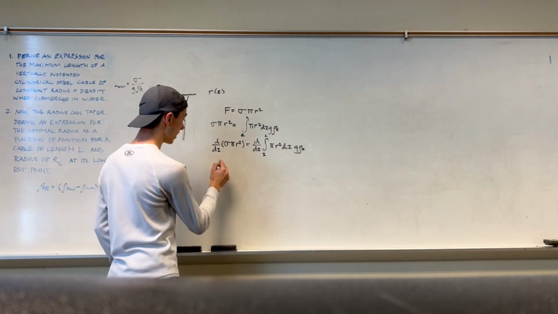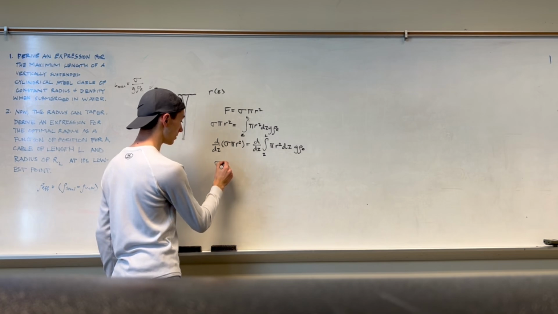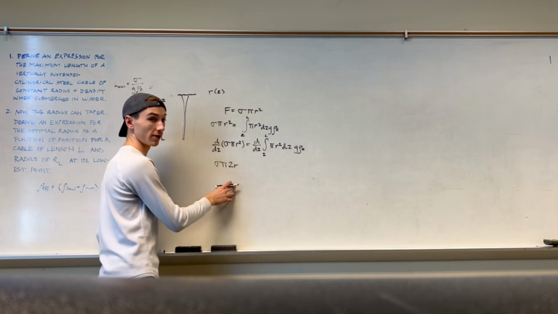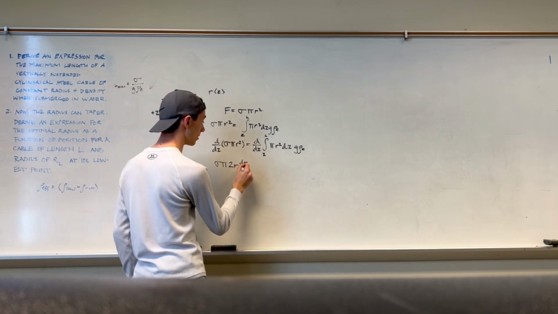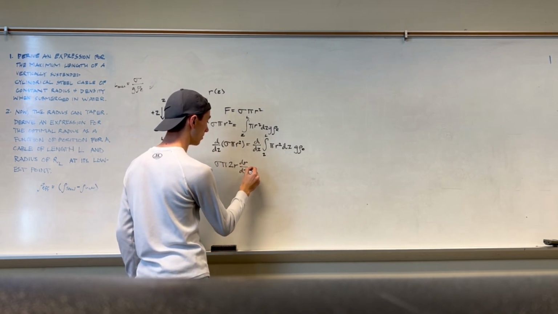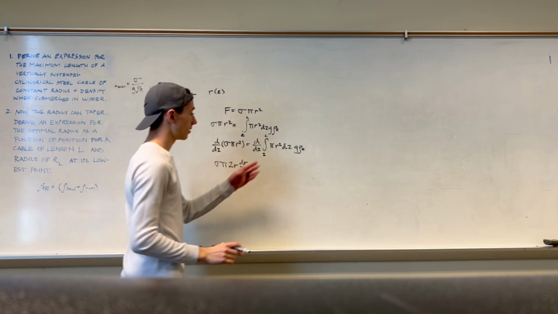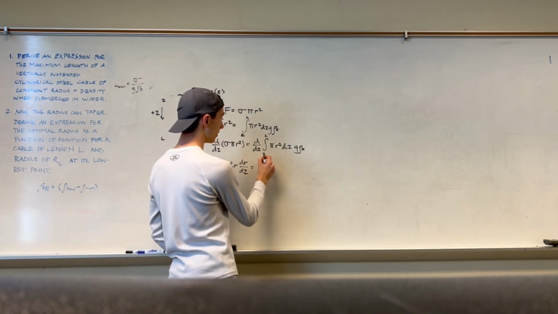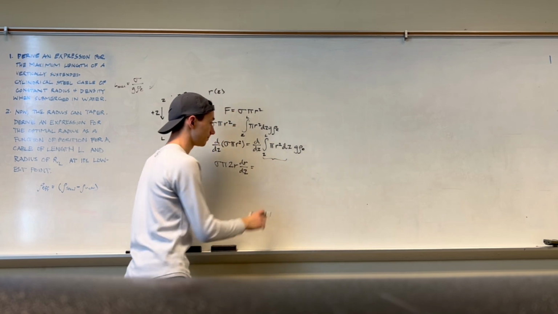Taking the derivative of this side, we get strength as a constant, pi as a constant, then we get 2r, don't forget the chain rule, dr dz equals... now, how do we go about taking the derivative of this integral expression?